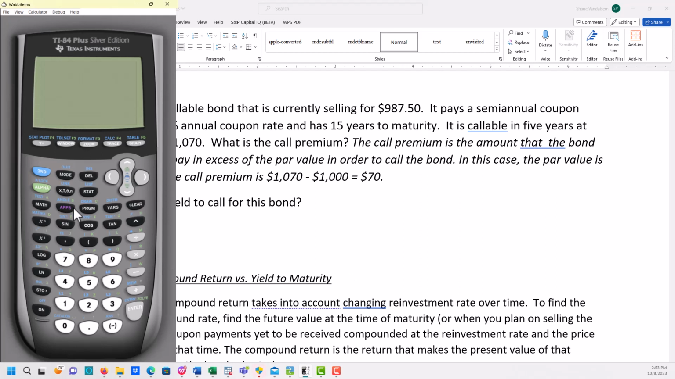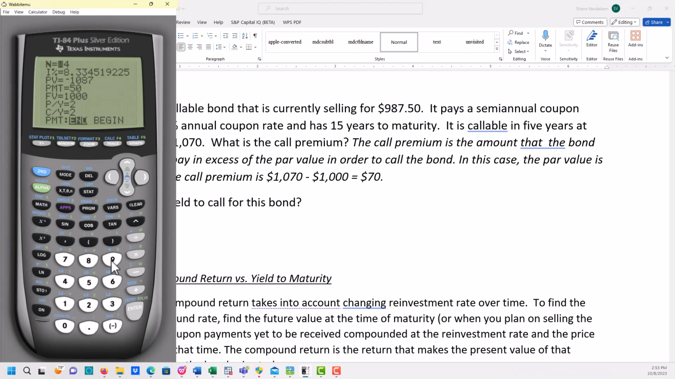So again, I'm going to go out here to apps. Sorry, I'm going to turn on my calculator. There we go. I'm going to go to apps and then one for finance. And you're getting other options there. I've set this calculator up specifically for my finance classes. So that's why it's only giving you the finance option here. I'm going to go for one for TVM solver.